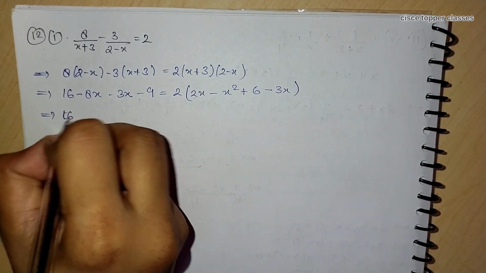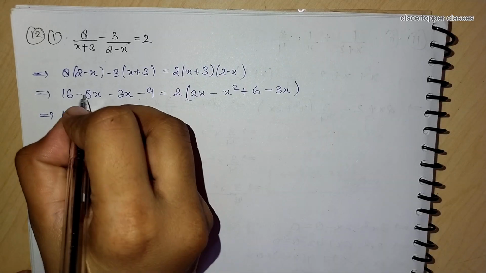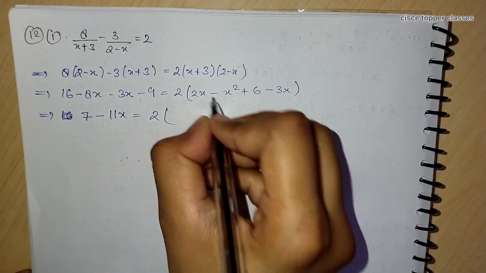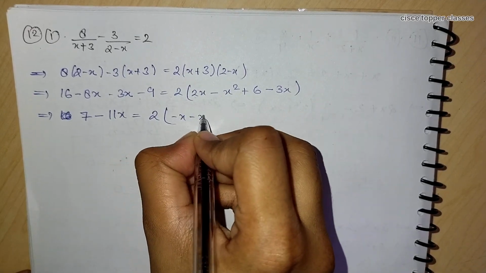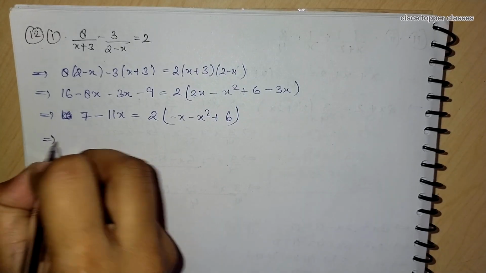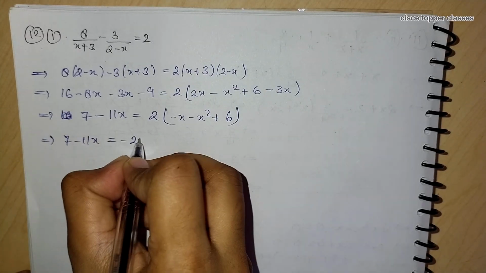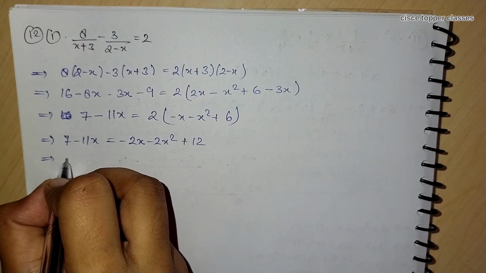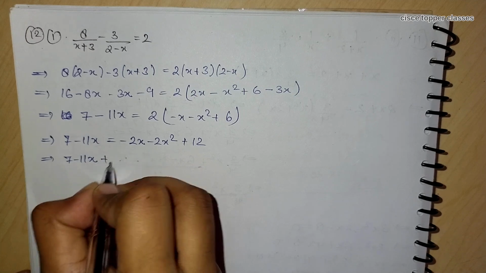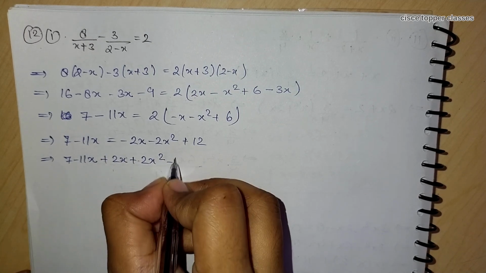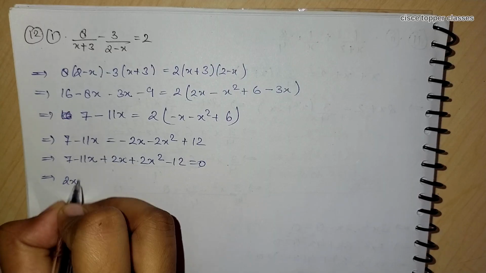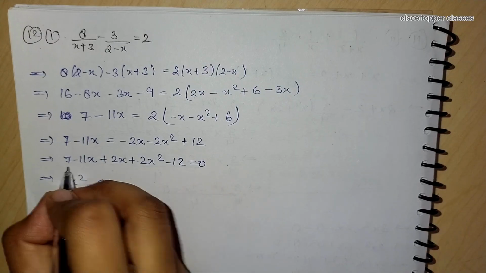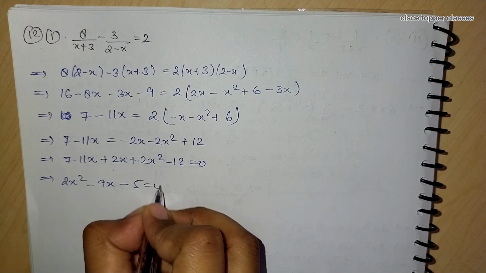Simply we can write as 16 minus 9 as 7, minus 8x minus 3x, 11x, so 7 minus 11x equal to 2x minus 3x as minus x square plus 6. So 7 minus 11x equal to minus x square plus 6, multiplied by 2, minus 2x square plus 12. So it will be 7 minus 11x plus 2x square minus 12 equal to 0. 2x square minus 11x, plus 2x will be minus 9x. 7 minus 12, minus 5 equal to 0.